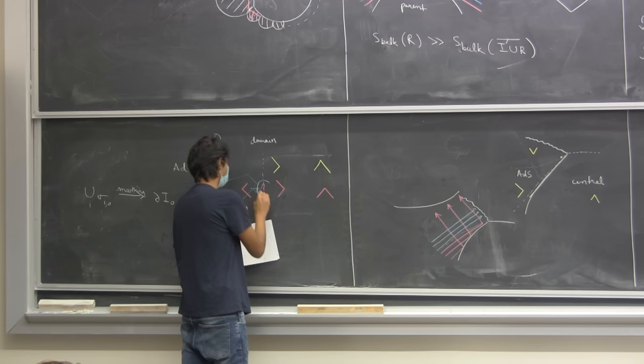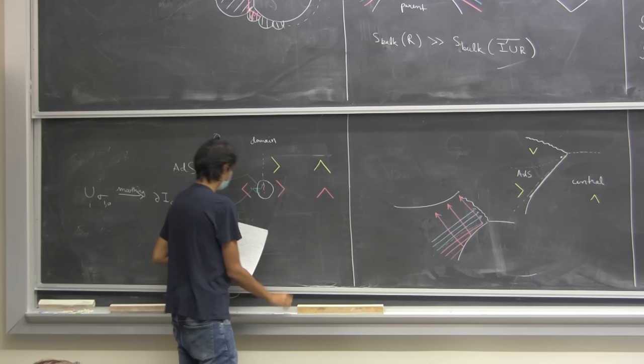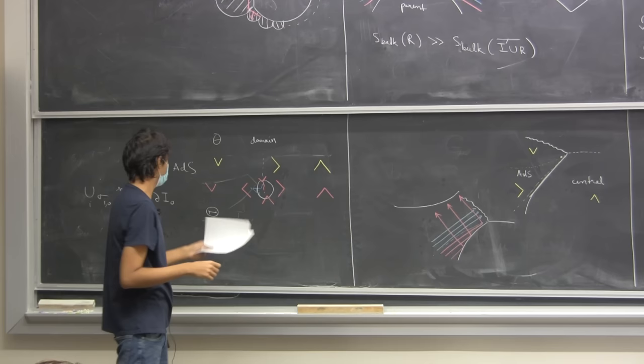So to the top, the wedges would look like this. And to the bottom, the wedges might look like this. And in between, you do have your quantum extremal surface.